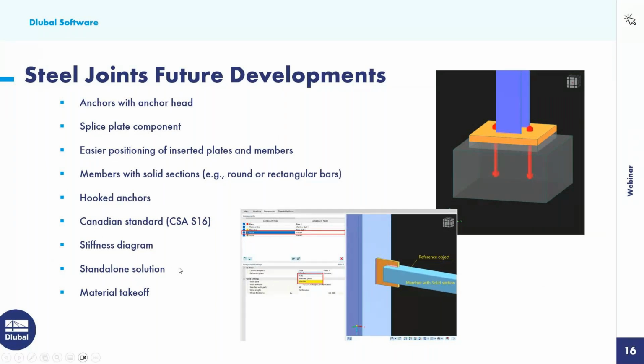Another big topic is the standalone solution. So we also recognize that not everybody has the interest to design the full global model, although that is an advantage. You certainly can do just individual connections by modeling a short member and applying member end forces directly to that element. But we do want to develop here a true standalone solution for connection design, not requiring you necessarily to model the full 3D structure. So again, we'll continue to keep you updated as we carry through with these development features.